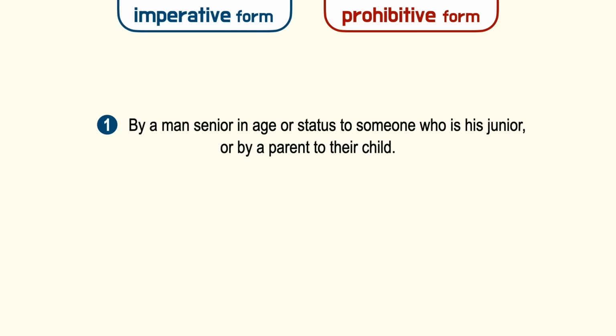Number 1. By a man senior in age or status to someone who is his junior, or by a parent to their child. That said, even in these kinds of relationships, you want to avoid using these forms to be on the safe side.